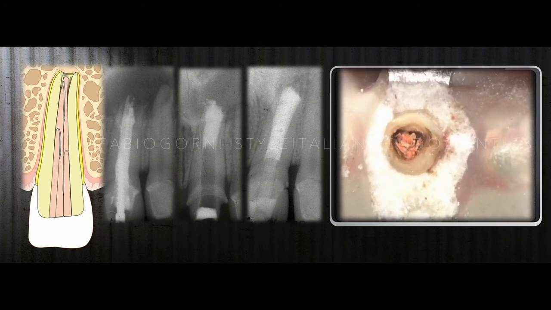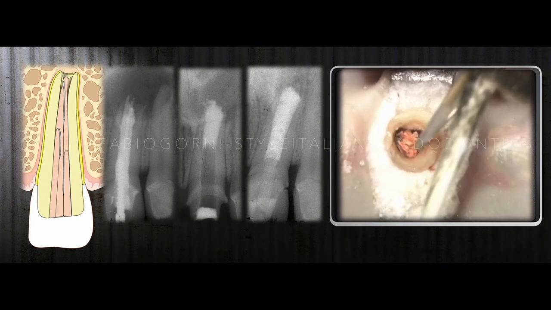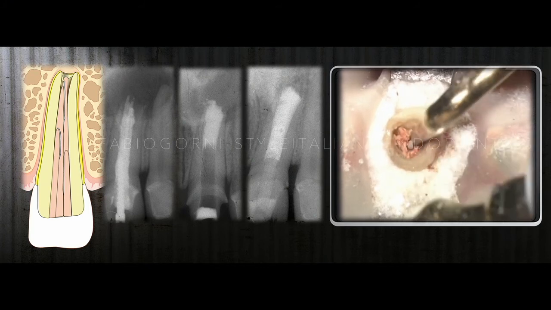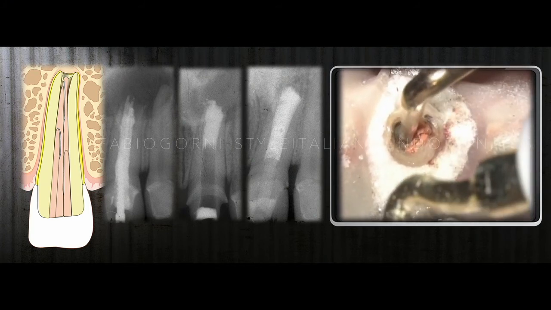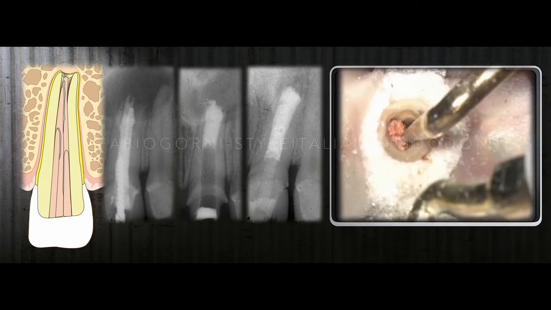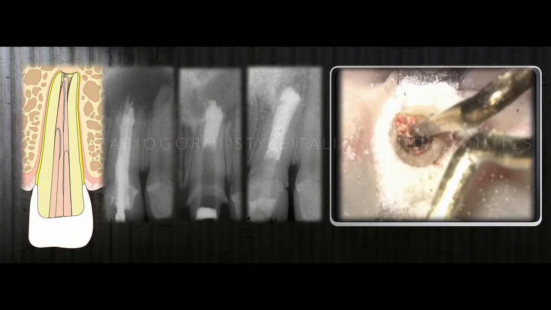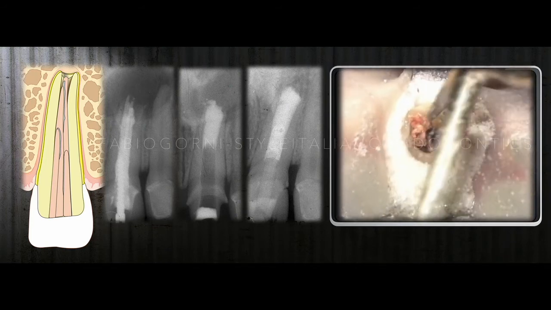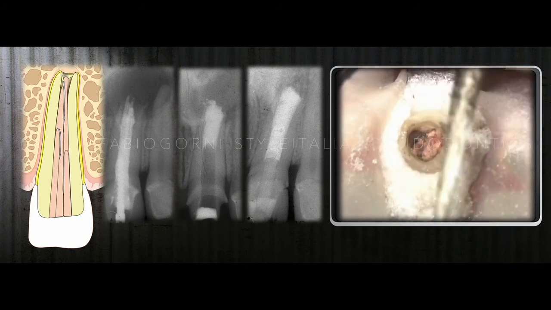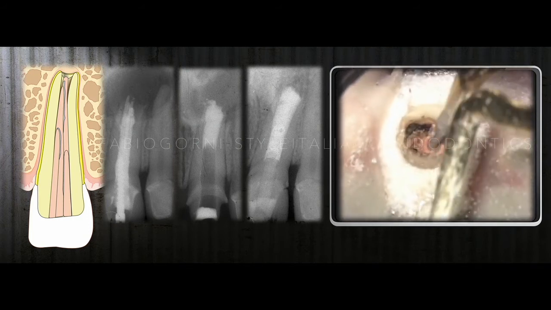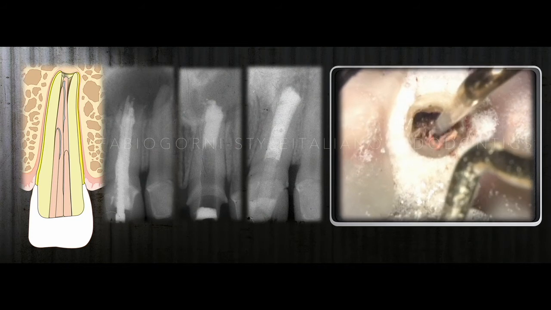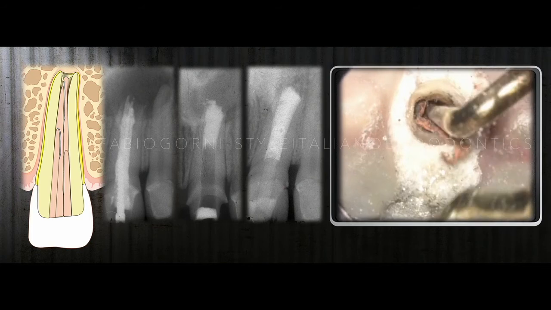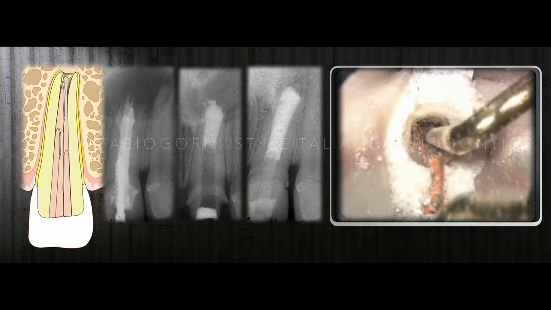When it's possible, we have to try to remove the material without any solvent, because otherwise it will be really difficult to remove all the gutta percha inside the canals. Now I'm trying to remove the gutta percha using the ultrasonic tips. The vibration of the tips helps us to remove a little bit of the gutta percha.